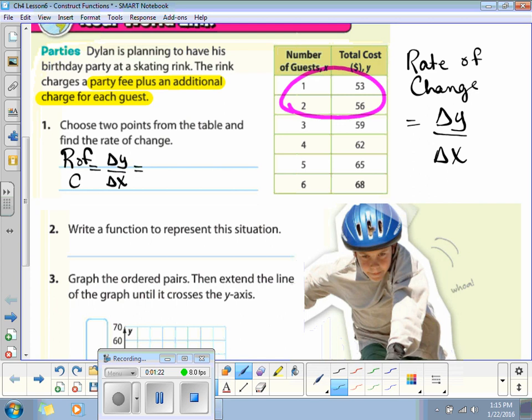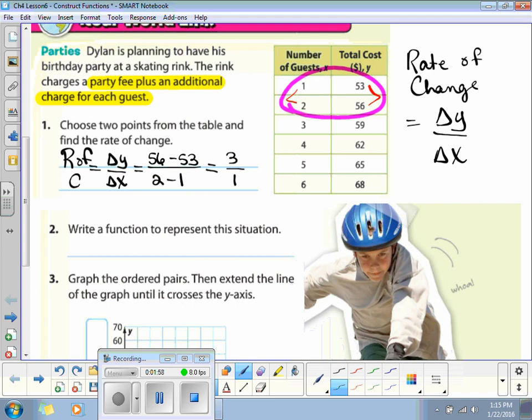Using these 2 points, we look to see how the y changes. We just subtract, so 56 minus 53. That's the y values. Then we look at how the x value changes, so that's 2 minus 1. We end up with 56 minus 53, which is 3, over 2 minus 1, which is 1.